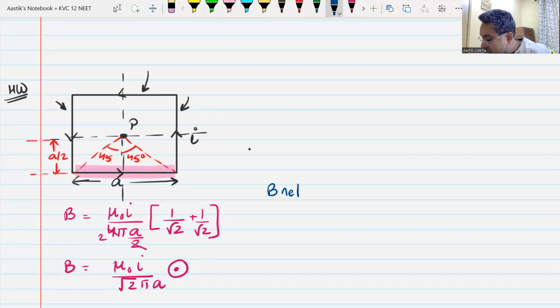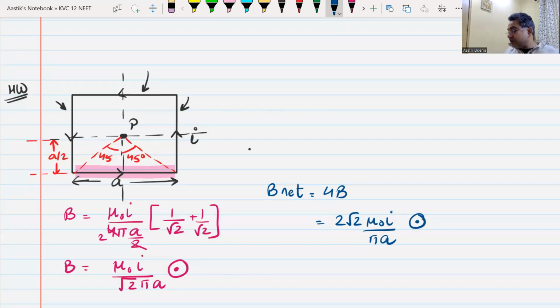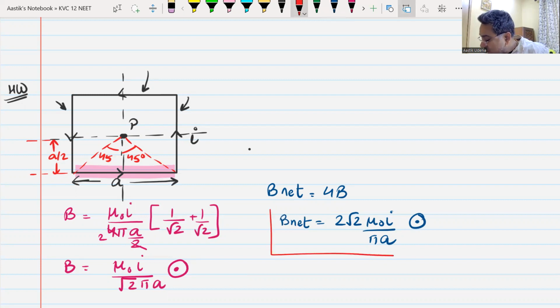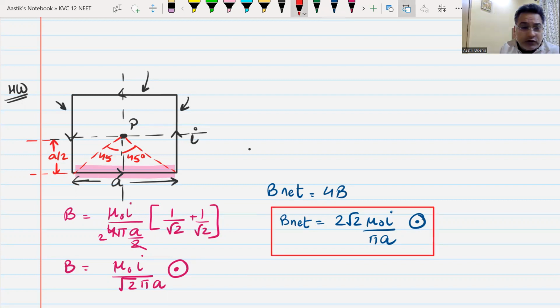So the net magnetic field, all the wires are same. You just multiply this answer by 4. So it will be 4 times B. If you take 4 times B, you will get 2 root 2 mu naught I by pi A, and the direction would be outside. That is the answer that we were looking at. Do we understand this? Anyone got this answer? Yes, sir. Good. That is the answer for this particular question.